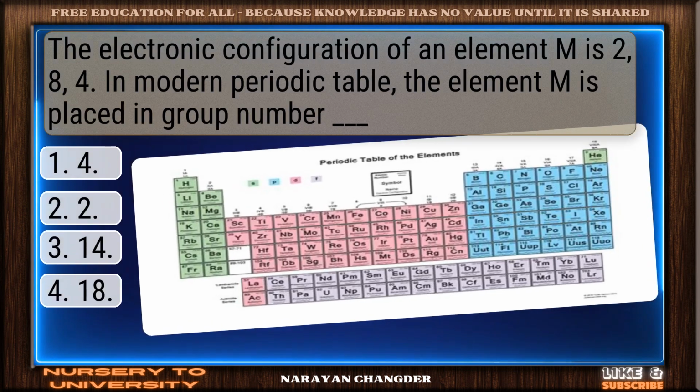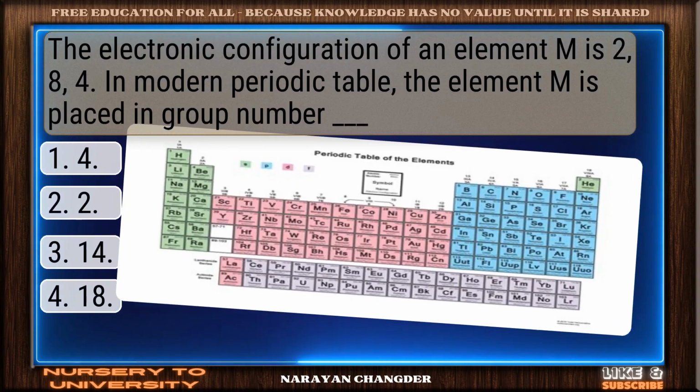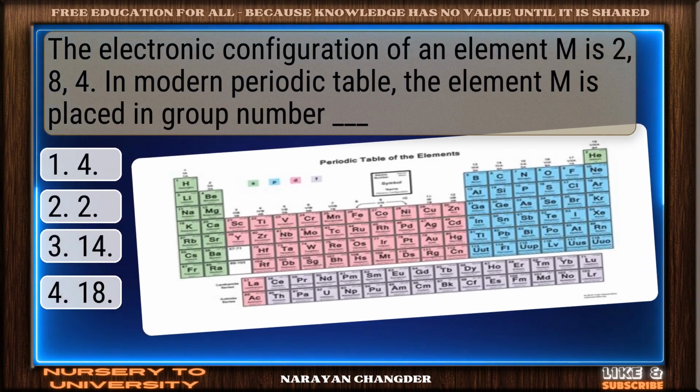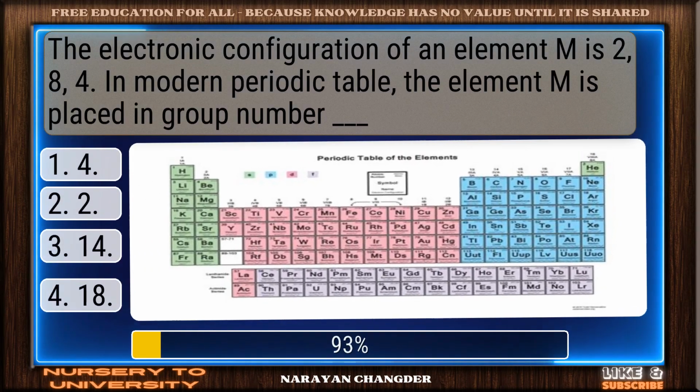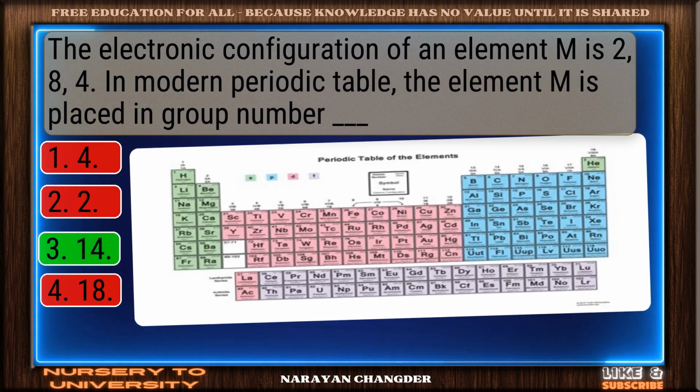The electronic configuration of an element M is 2, 8, 4. In the modern periodic table, the element M is placed in group number dash. Excellent choice. 14 is right.